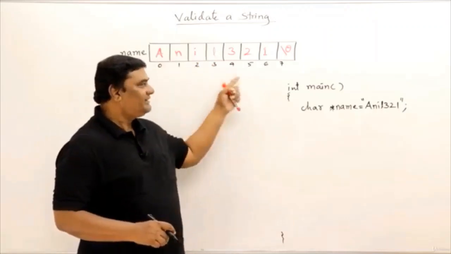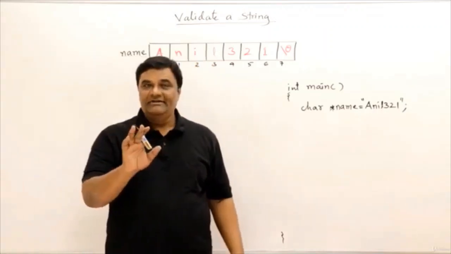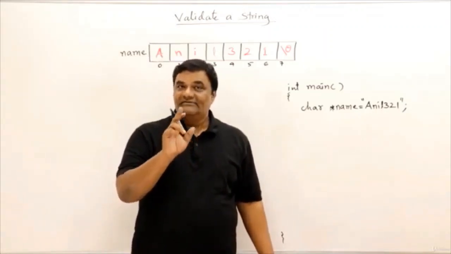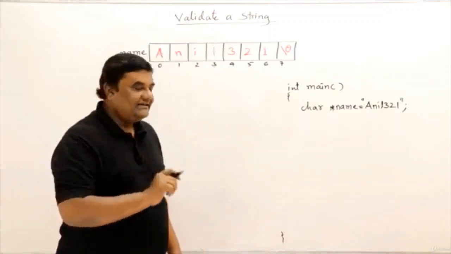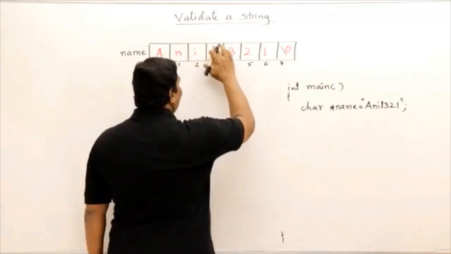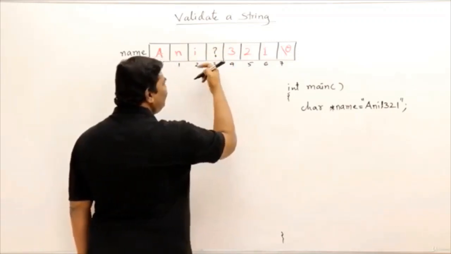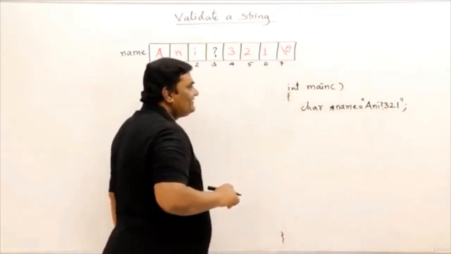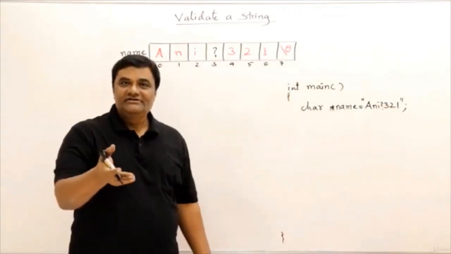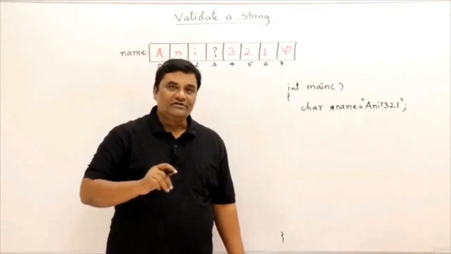So we have a string here. Now in this string, only alphabets and numbers are there. So it is a valid string. If any special character is there, then it is invalid. For example, I will change one of the alphabets. I'll make it a question mark. Like this is a special character. So if it is a special character, then it is an invalid string. Right? So this is what we have to check, whether it is valid or not.